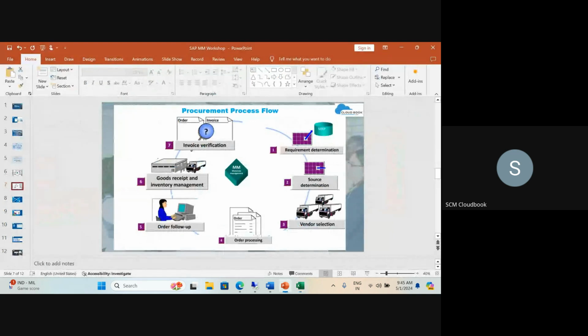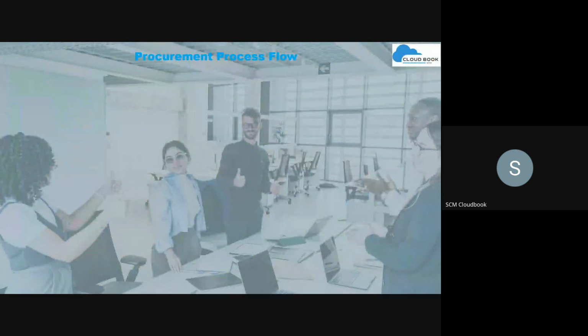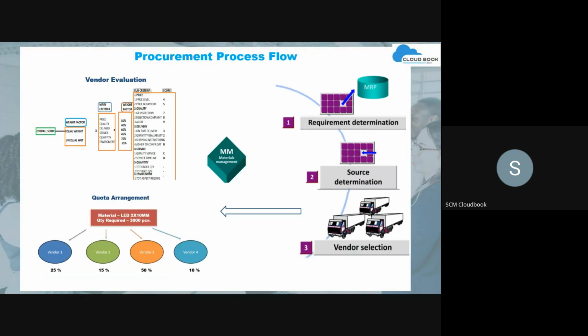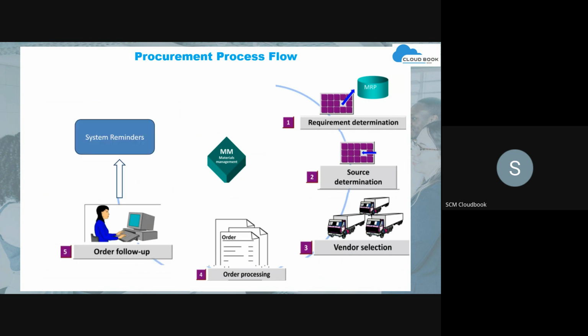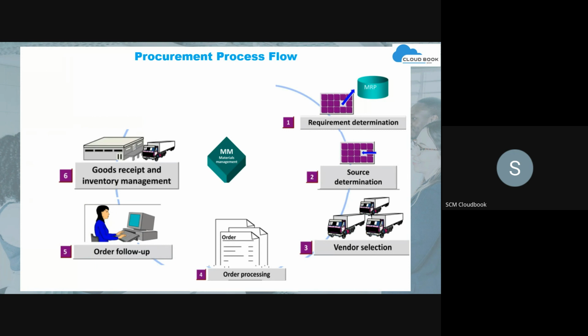I will not go into inbound delivery in much detail as of now, because we can cover that a little later. But you can consider that once the order follow-up is done, we receive the material. Receiving the material means when the truck comes to your plant, you have to perform the goods receipt. Goods receipt means receiving the material in the warehouse or in the storage location.